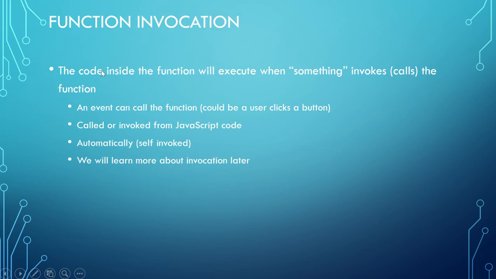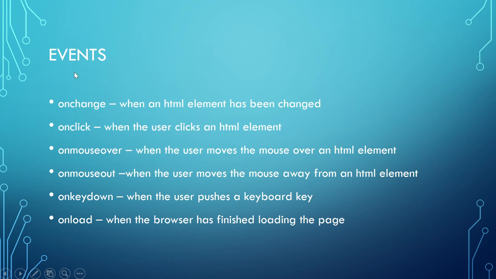Function invocation. The code inside the function will execute when something invokes or calls the function. That could be an event, so like the user clicking a button. It could be just invoked from other JavaScript code, automatically self-invoked, and we're going to learn more about that later as well. So what are some of the events?